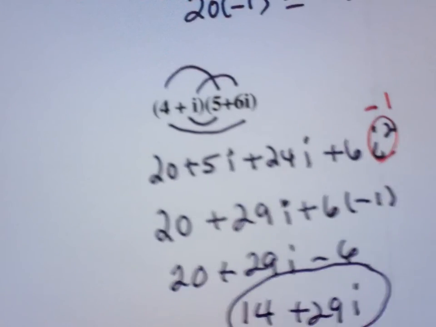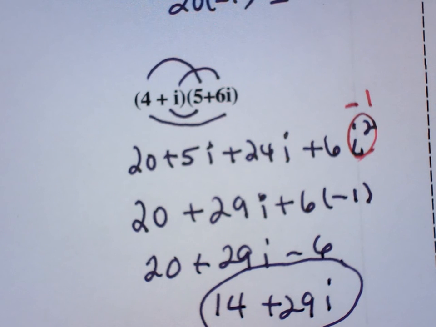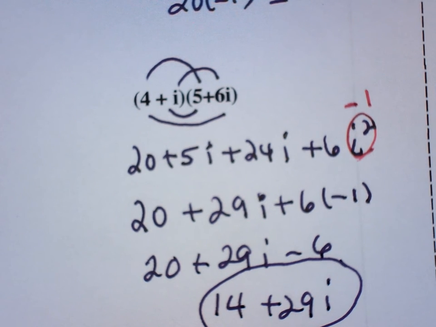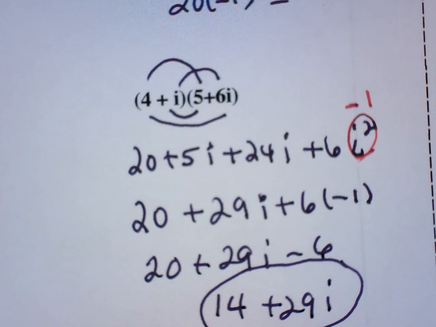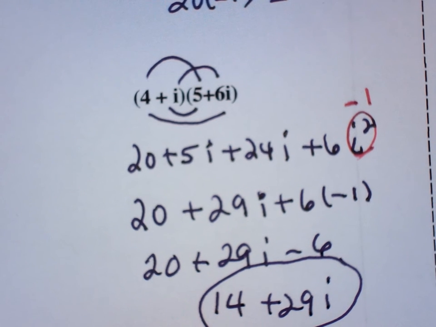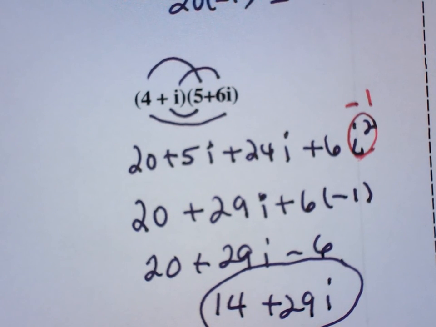That's an a plus bi form, in all its gory detail. Do you have to put that much detail in? No. But you put in as much so you don't make a mistake. If you start making mistakes, put in more detail.